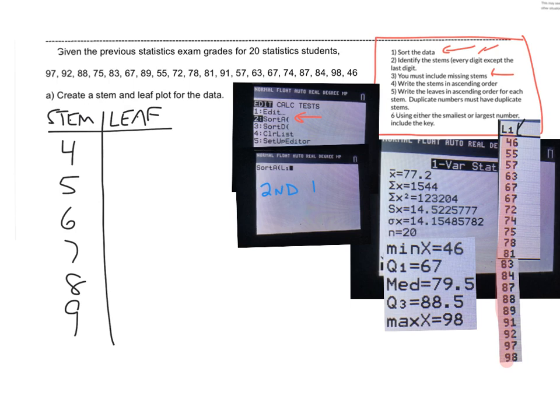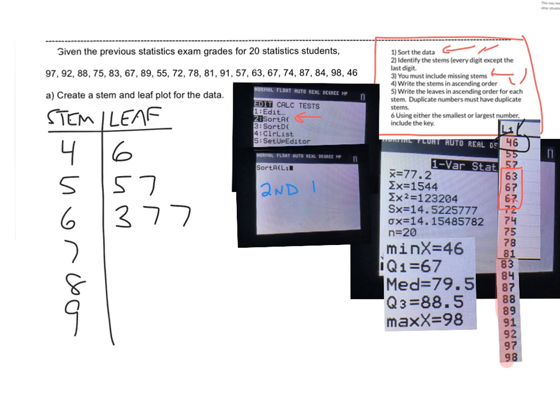Now what we're going to do is write the leaves in ascending order for each stem, and duplicate numbers must have duplicate leaves. So for example, I have 46, so the stem of 4 must have a leaf of 6. I have 55 and 57, so 5 is going to need leaves of 5 and 7. Now look at the numbers in the 60s. I have 63 and 2 67s. So I'm going to need a 3, and then I'm going to need 2 7s for the leaves of 6.